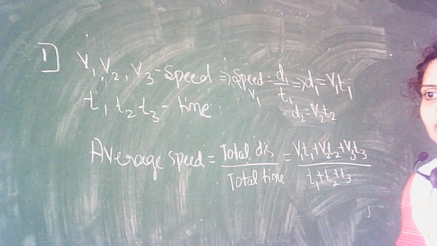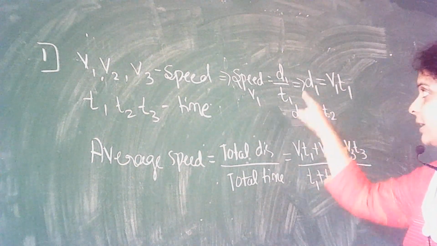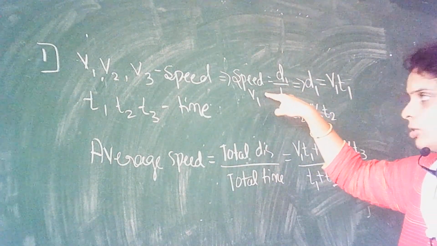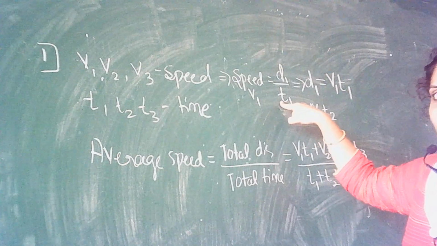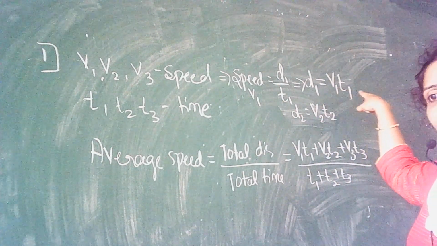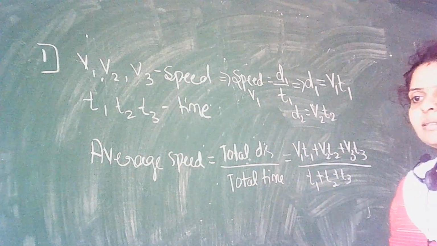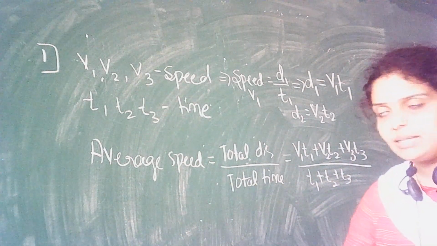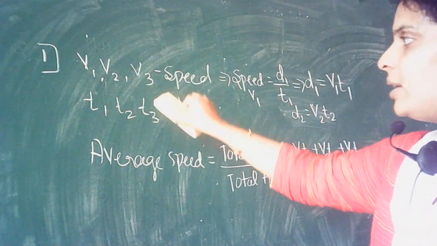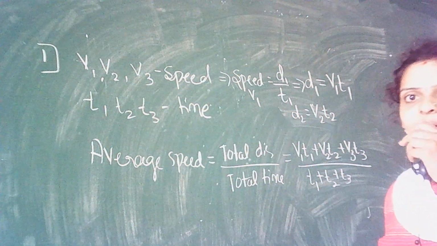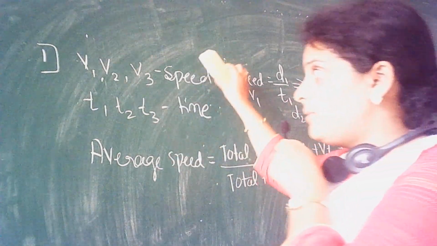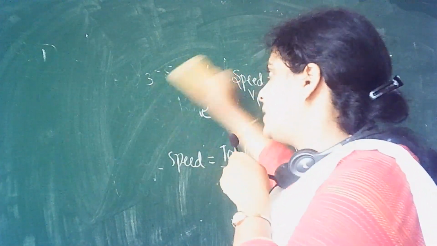Is it clear to everyone, how to find average speed? Here you may feel a little confusion, but it is very simple. Speed is equal to distance divided by time, so distance is v1 into t1. This is how you can calculate average speed. This is the first case, where they have given the speed of the body and the time interval. Next we will see how to do it when they give distance and speed.